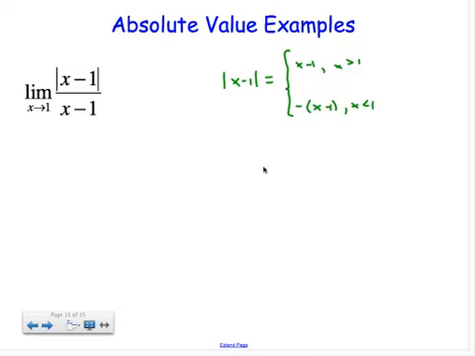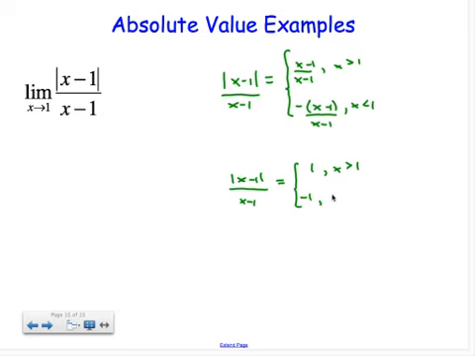What does that mean? It means the absolute value of x minus 1 divided by x minus 1, which is what we have started with here, is equal to x minus 1 over x minus 1 if x is bigger than 1, and the opposite of x minus 1 over x minus 1 when x is less than 1. Which means we can simplify that a little bit, because x minus 1 divided by x minus 1 is always equal to 1, as long as x is not 1. And x minus 1 over x minus 1 with a negative in front is equal to negative 1, as long as x is not equal to 1.